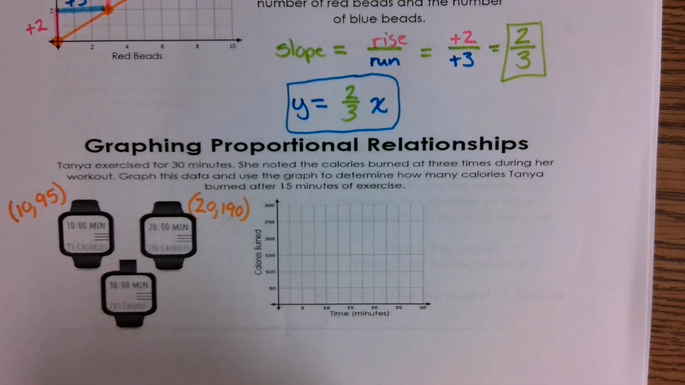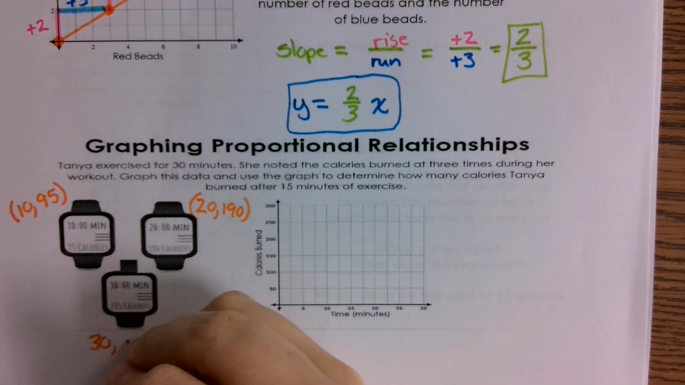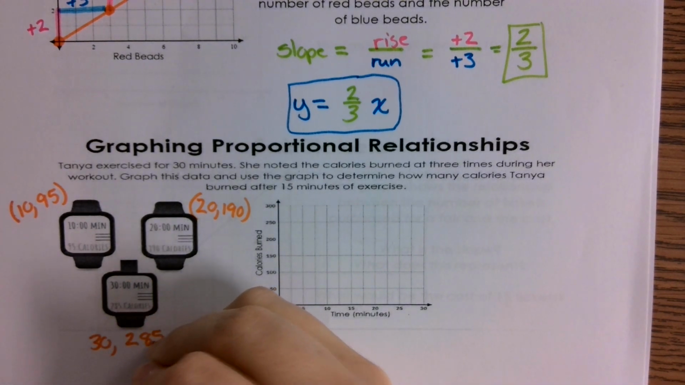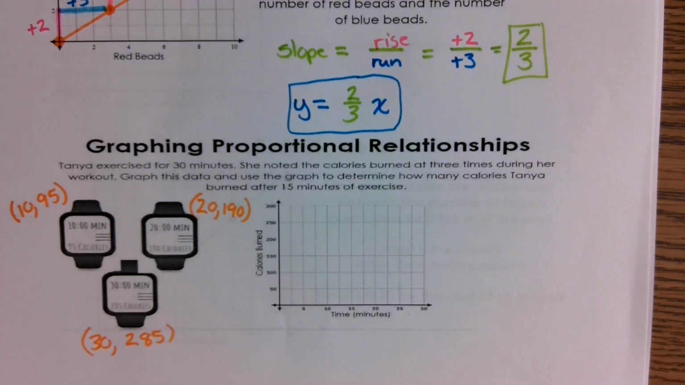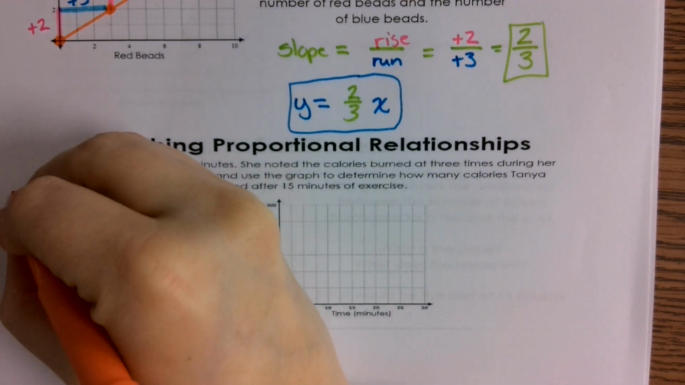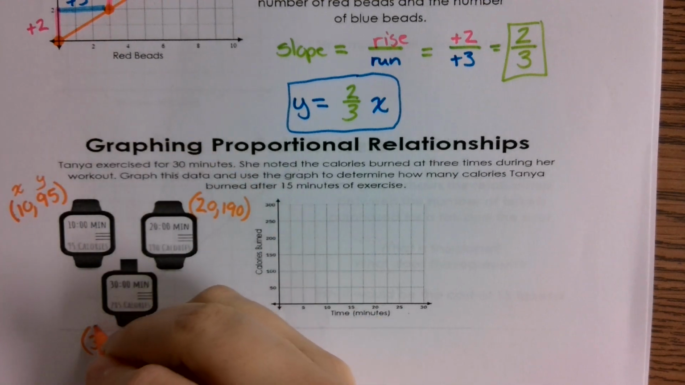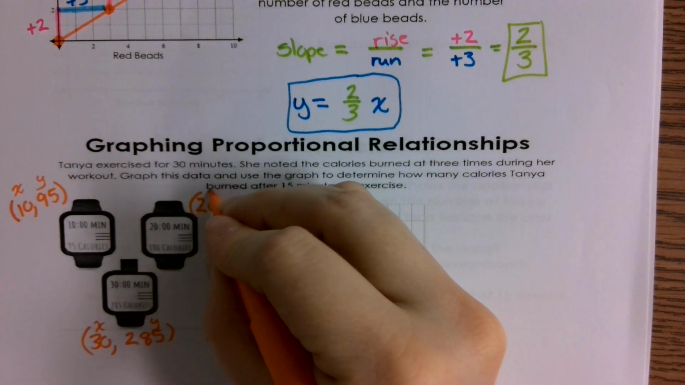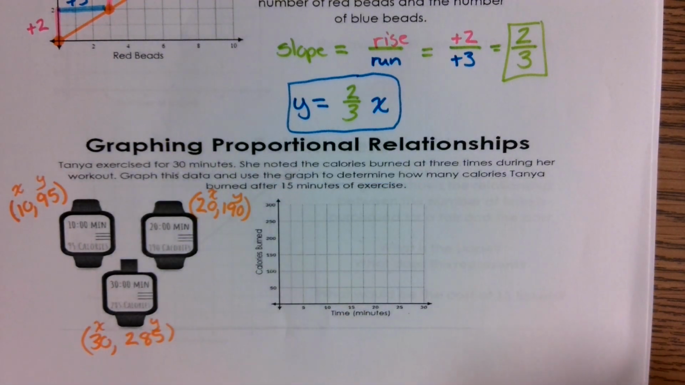And then at 30 minutes, she burned 285 calories. So that represents those points. And remember, these are always going to be x comma y. This is your x, this is your y, this is your x, this is your y. So we can graph this.